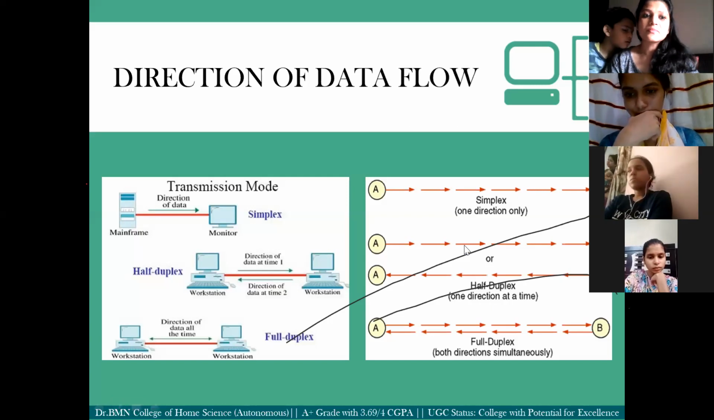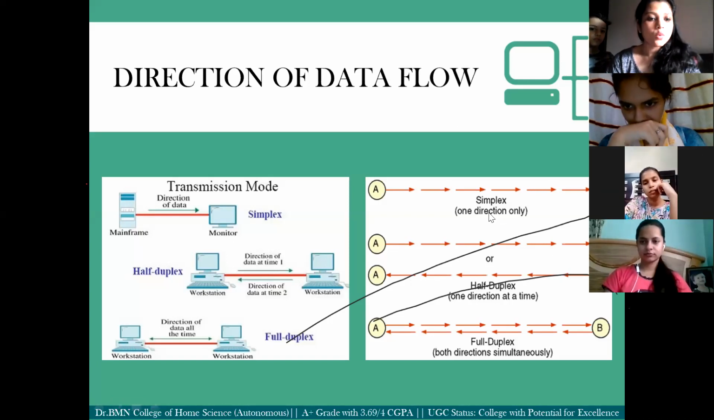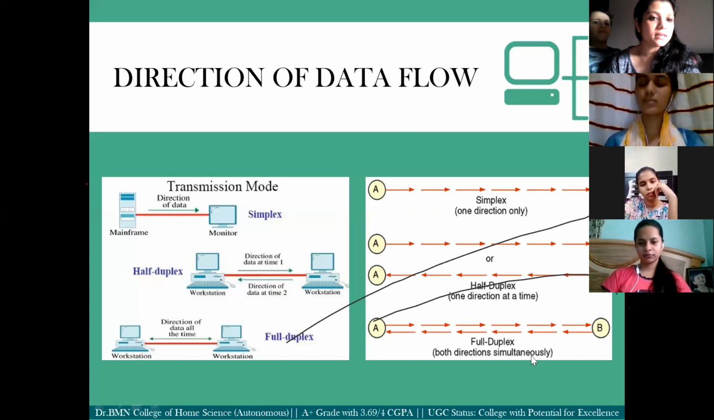Now see the right side of the image. Simplex is one direction only, half duplex is one direction at a time, and full duplex is both directions simultaneously. I hope that this is clear.